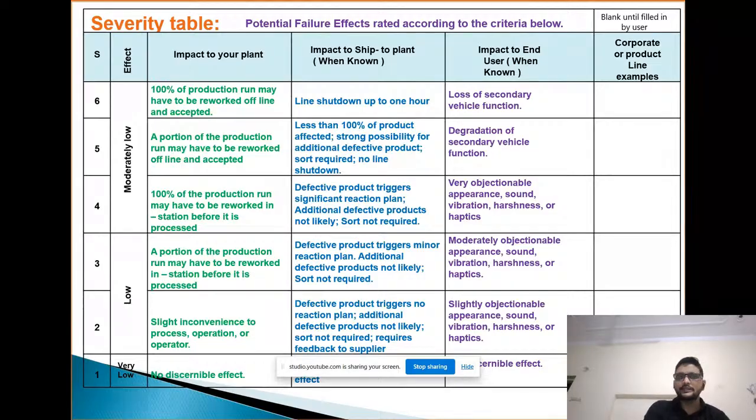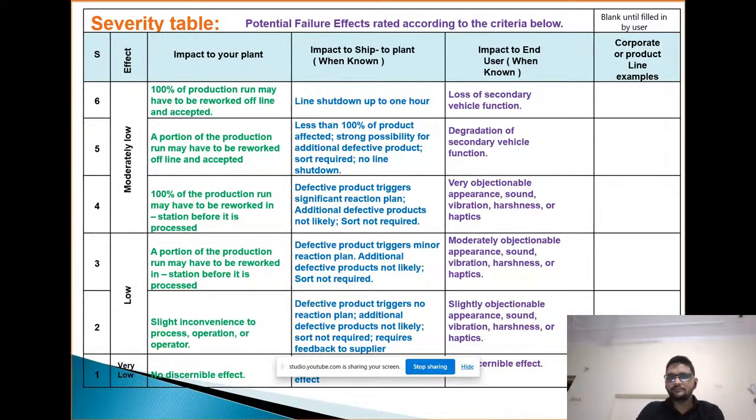Impact to individual at rating 6 lines up to loss of secondary vehicle function. And rating 5: a portion of production run has to be reworked offline and accepted. And impact to shift, that is less than 100% of production affected, strong possibility of additional defective product, sort required, no line shutdown. And impact to individual, that is degradation of the secondary vehicle function. In the case of rating 4, that is 100% of production run may have rework in station before it is processed.